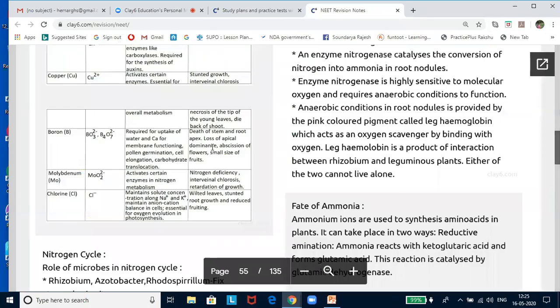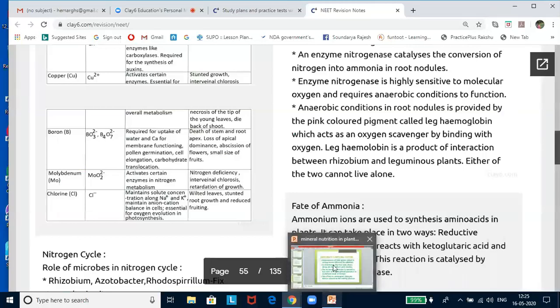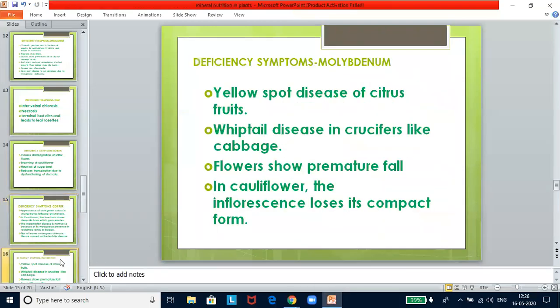Now, molybdenum is absorbed from the soil as molybdate ion. It is essential for nitrogen fixation. So what are the symptoms? Yellow spot disease of citrus fruits is due to deficiency of molybdenum. Whiptail disease in crucifers like cabbage is due to molybdenum deficiency.